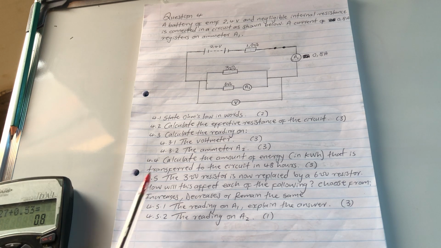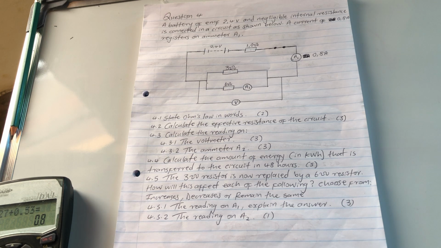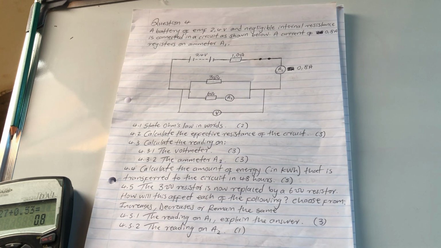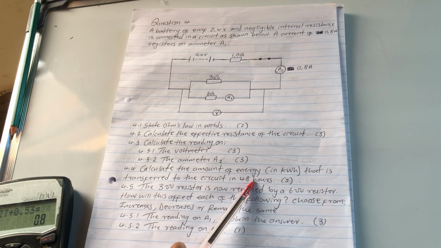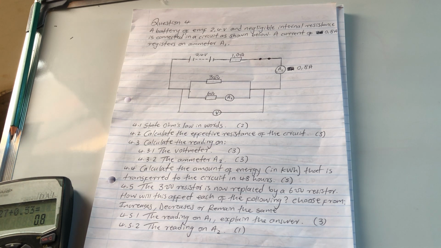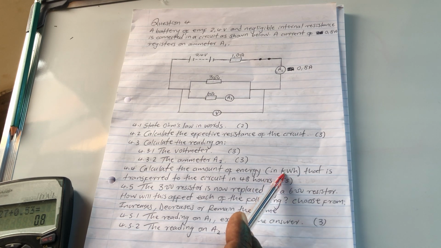Let me read the question again. Calculate the amount of energy in kilowatt hour that is transferred to the circuit in 48 hours. Remember, our time now must be in hours. And then here we're given hours. It means that we are not going to make changes when it comes to time. And then the power will not be in watts. It must be in kilowatts.